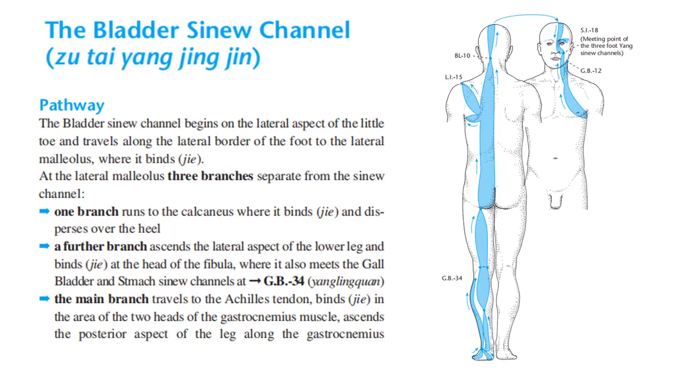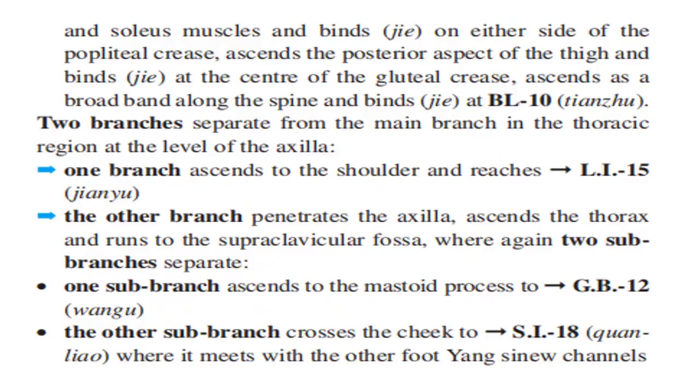The main branch travels to the Achilles tendon, binds in the area of the 2 heads of the gastrocnemius muscle, ascends the posterior aspect of the leg along the gastrocnemius and soleus muscles, and binds on either side of the popliteal crease, ascends the posterior aspect of the thigh and binds at the center of the popliteal crease, ascends as a broad band along the spine and binds at bladder 10.